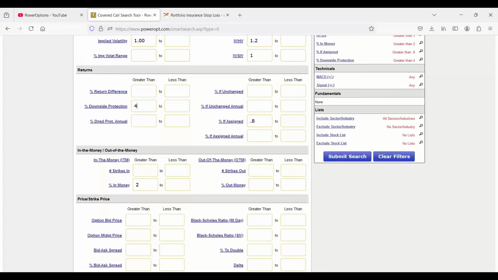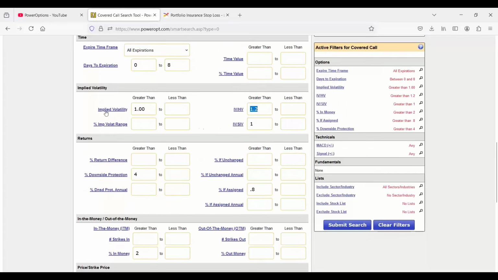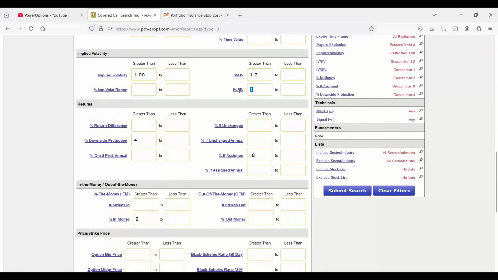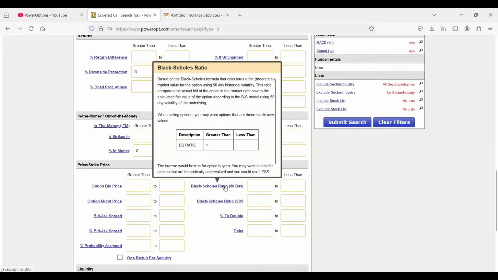Now, I mentioned there are multiple ways to do it. In addition to using the IV over HV, we're looking for what might be considered high implied volatility or overvalued options. You can also use the Black-Scholes ratio. Now, of course, the Black-Scholes ratio is the calculation that gauges the theoretical price of an option. What should the option price be based on 5 factors: the underlying stock price, strike price of our option, days remaining to expiration, current interest rates, and the historical volatility of the stock.